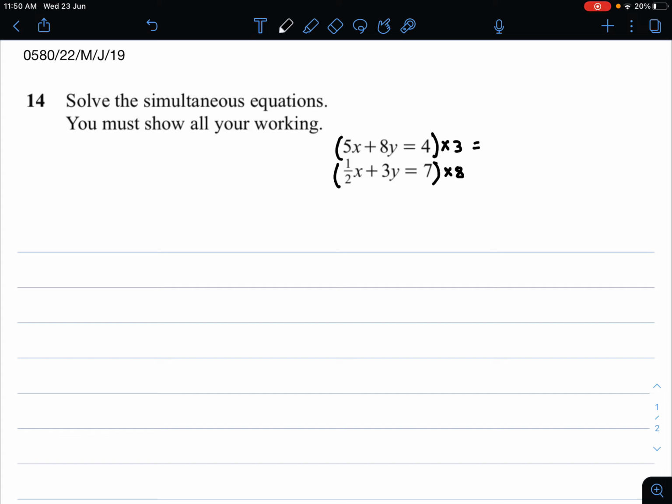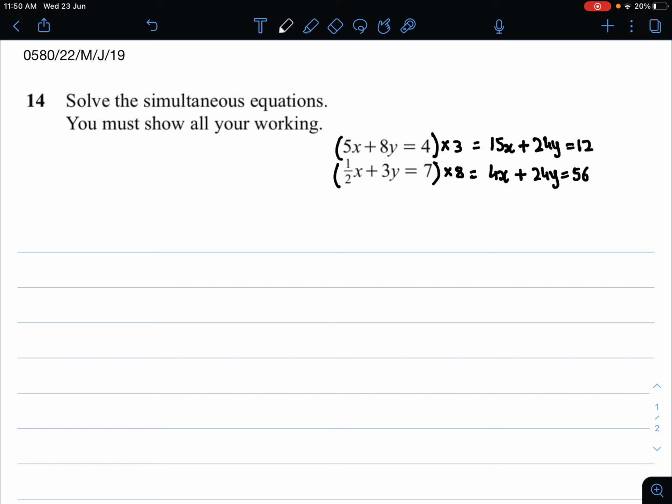When we do that, 5 multiplied by 3 would be 15x plus 8 multiplied by 3 would be 24y equals 4 multiplied by 3 would be 12. And in the second equation, a half multiplied by 8 would be 4x plus 3 multiplied by 8 would be 24y equals 7 multiplied by 8 will be 56.